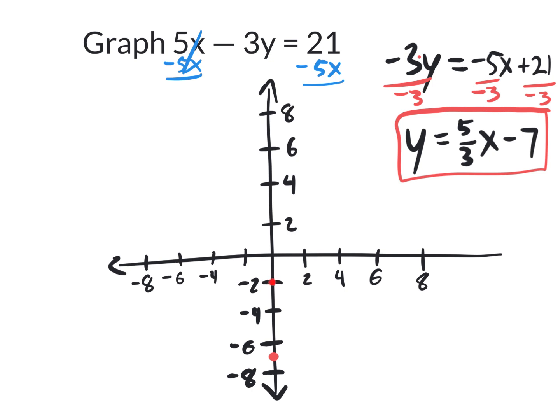And then over 3, 1, 2, 3. Obviously 3 is going to be right here between the 2 and the 4. So let's put a dot right there. And if you just connect those two dots, you'll be able to identify which one is the correct multiple choice answer. Let's move on.